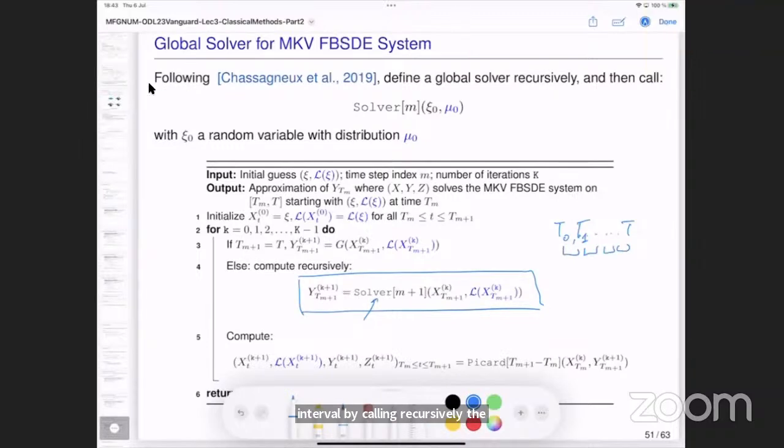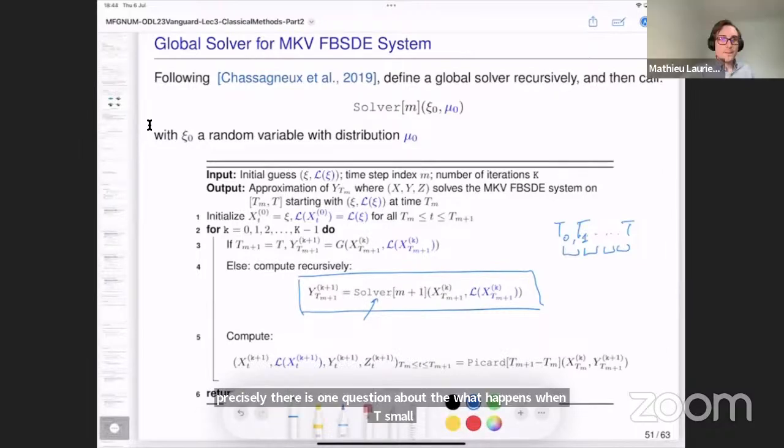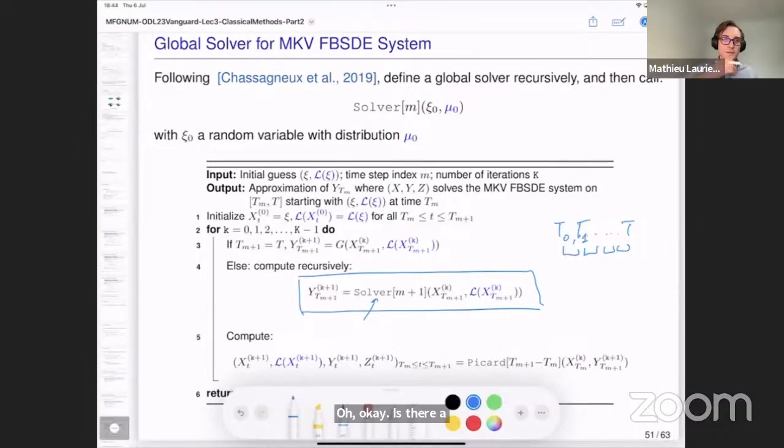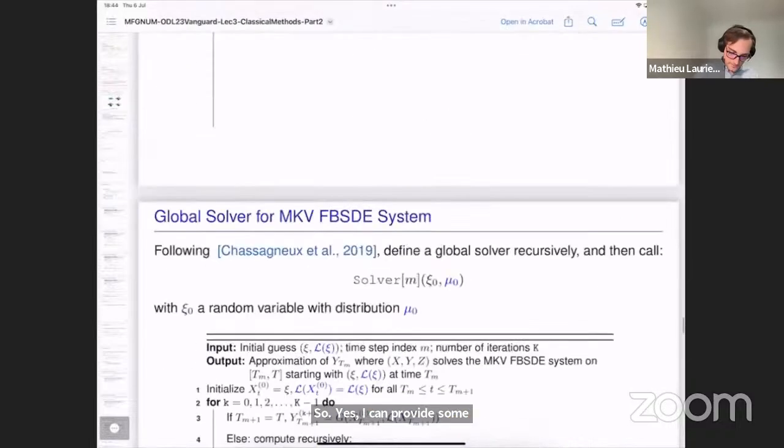Mathieu, precisely, there is one question about what happens when t is small. Is there a reference? So the question is about why we have a contraction for small t, and is there a reference? Yes, I can provide some references. It's a good question, thank you.